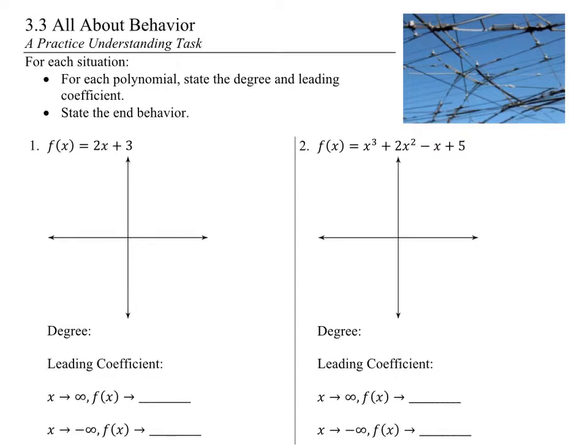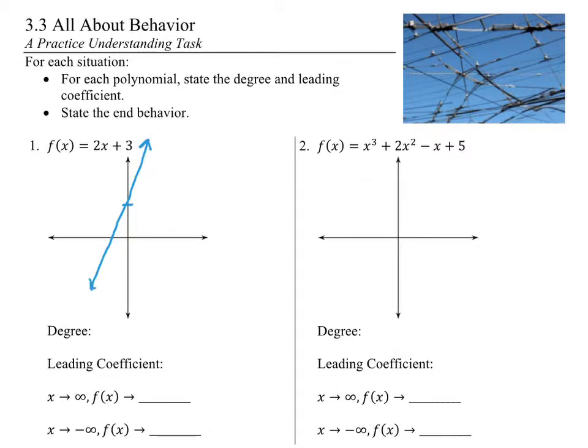So for the first part of 3.3, we are going to use a graphing calculator to look at the graphs of various polynomials or other functions, identify the degree and leading coefficient for the polynomials, and then state the end behavior. So number one is one that's pretty easy to do without a calculator. It's just a line with y-intercept at 3 and a slope of 2. So maybe it looks like that.